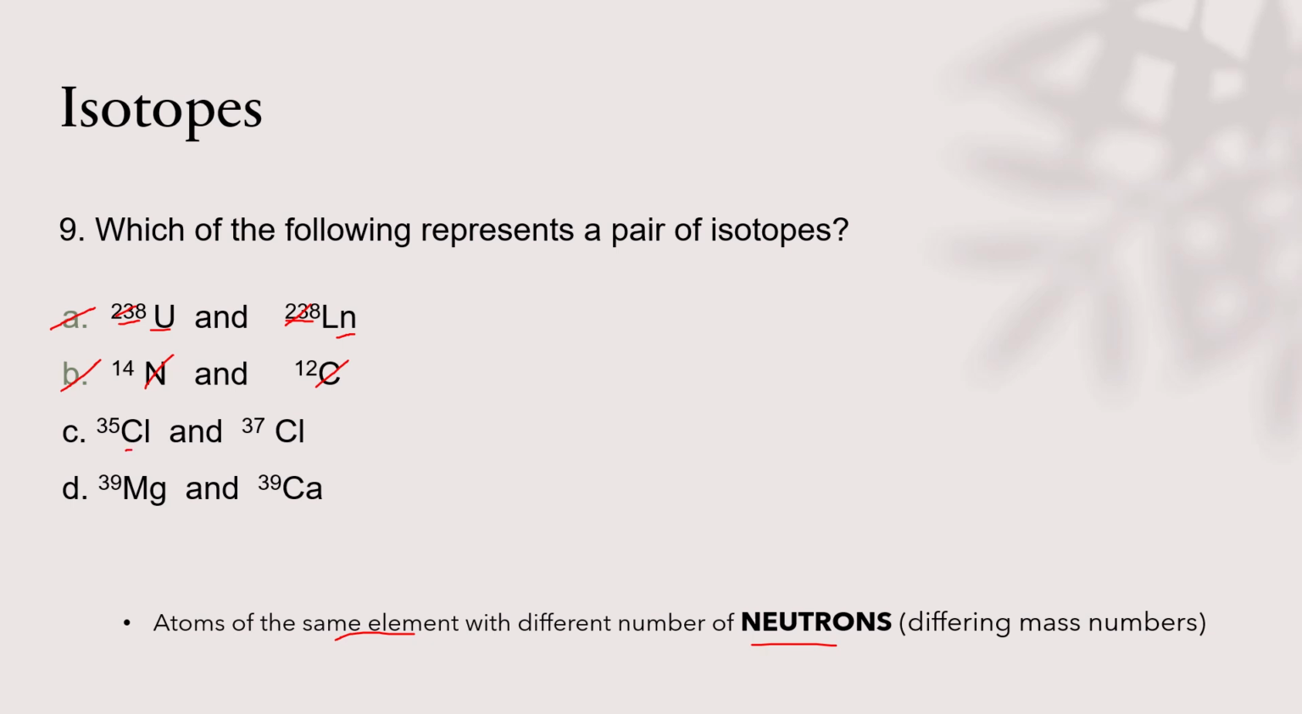C, elements are the same, okay, but now let's look at the mass numbers. Mass numbers, different. So C is going to be the correct answer because they're atoms of the same element, they're both chlorines, and their mass numbers differ because they have a different number of neutrons. Okay, so obviously D is incorrect as well.